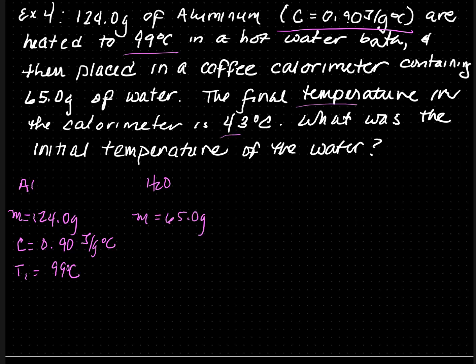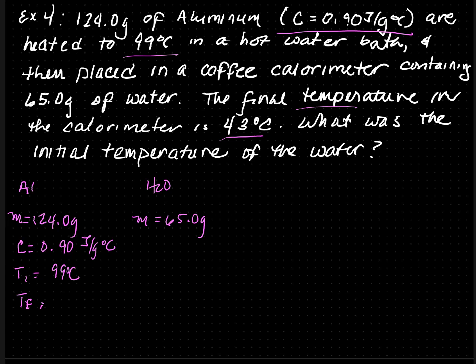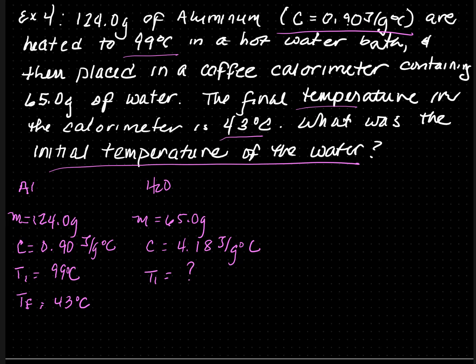The final temperature in the calorimeter is 43, so that means T final is the same for both. We know the C for the water is 4.18 joules per gram degrees Celsius, but we don't know the initial temperature of water, so that means we're looking for T initial of water. And then my final temperature is still 43 because they reach thermal equilibrium. Since we have two substances, this is also a Q hot equals Q cold.